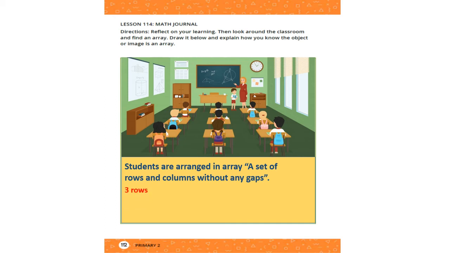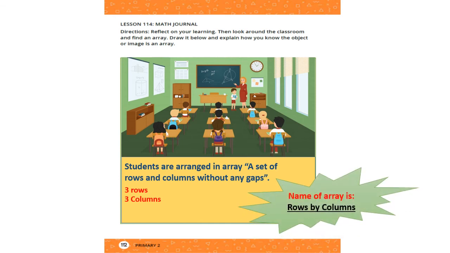Here we have students in 3 rows. So the number of rows are 3 rows. And the number of columns, 1, 2, 3. 3 columns. The name of array is rows by columns. 3 by 3 array.